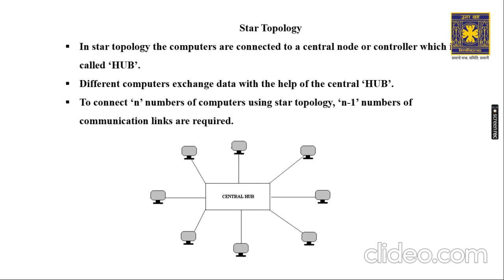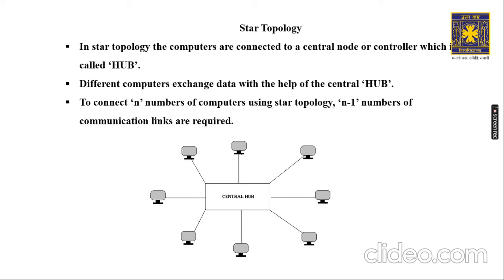Here we will discuss the star topology. In the star topology, computers are connected to a central node. One hub is used, right? A networking device called hub is used. A hub is capable of connecting different computers. So there is a central node and different computers are connected to this central node. This central node is also called controller, or this device is hub. So different computers exchange data with the help of a hub.